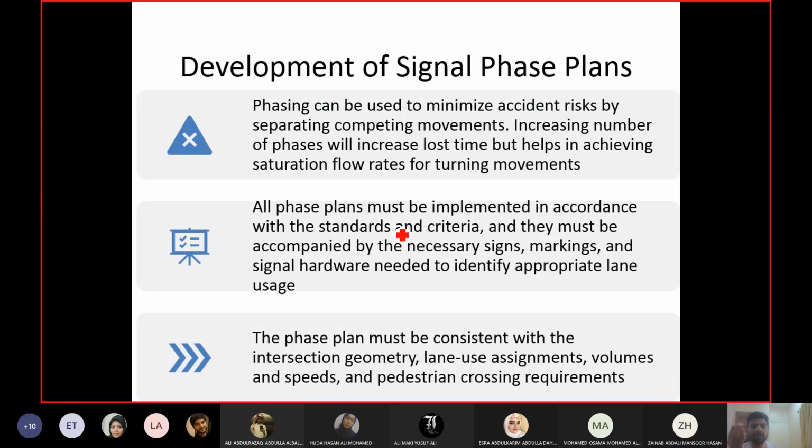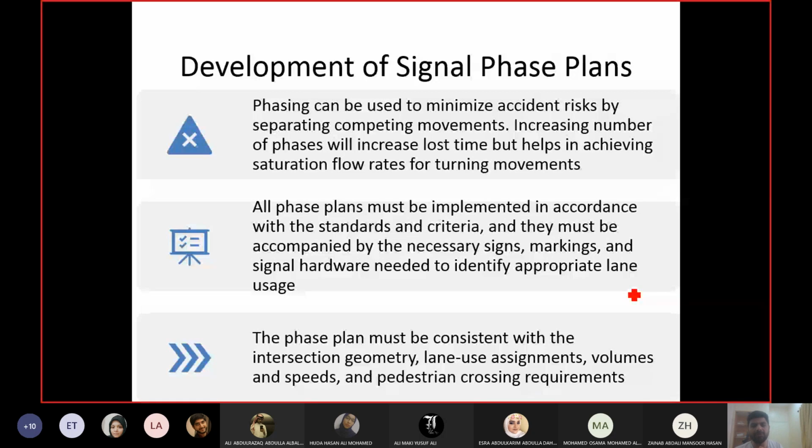I will not go into the details. And there can be some local standards as well. Local standards will be given by the ministry. So you have to follow all the standards and criteria. And the important thing which I want to emphasize is, once you have developed the phasing plan, you have to make sure that on that location you are providing appropriate signs, marking, and hardware for the usage of the lane. Phasing plan indicates how the lanes should be used.